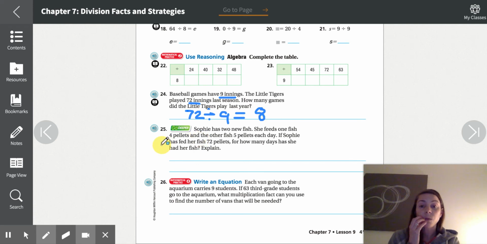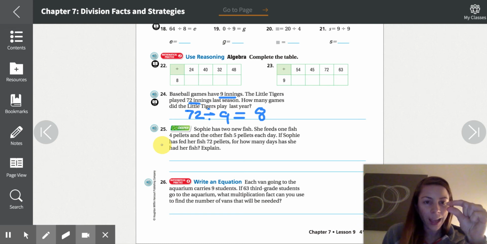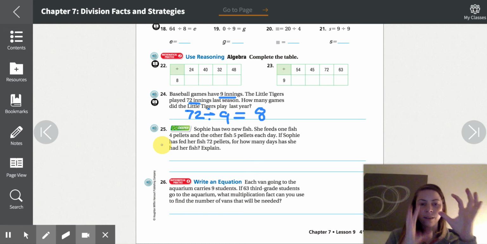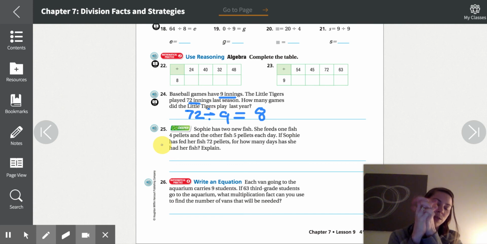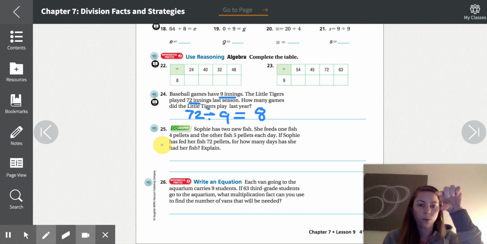Okay, next one. Sophie has 2 new fish. She feeds one fish 4 pellets and the other fish 5 pellets each day. If Sophie has fed her fish 72 pellets, for how many days has she had her fish? Pellets are like those little tiny pieces that are smushed together that you just drop into the water for the fish, or sometimes for other little rodents that you have.